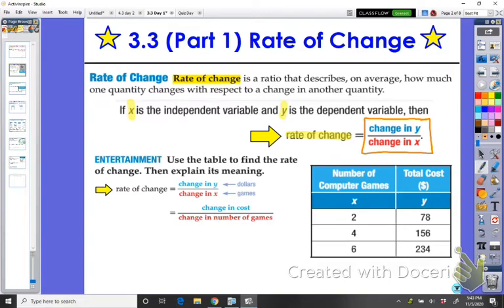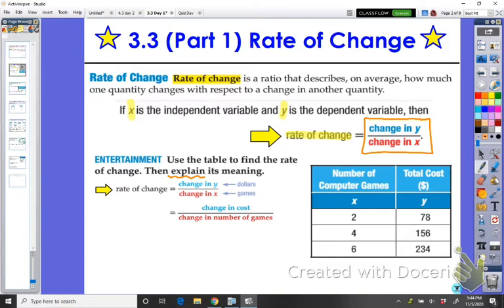So we're going to use this table to find the rate of change and then explain its meaning. So that's important. So we have in the first column of x, the number of computer games, and in the second column is the total cost in money, in dollars. So we have 2 computer games cost $78. 4 computer games cost $156. And likewise, 6 games cost $234.